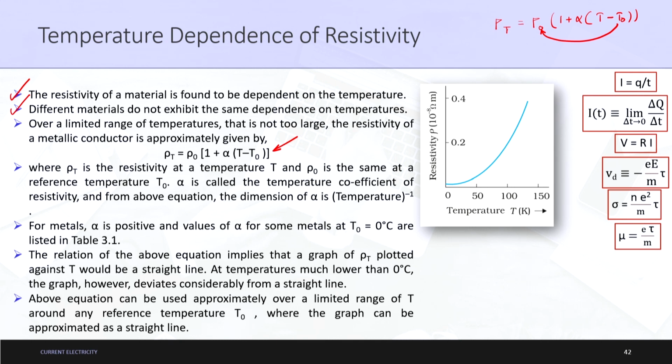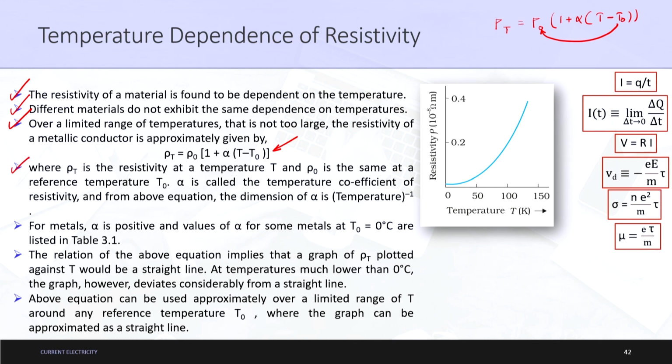Alpha is called the temperature coefficient of resistivity, and from the above equation the dimension of alpha is nothing but temperature inverse, quite evident. How to explain this? Rho T by rho naught gives you a dimensionless value, therefore, alpha into delta T should also give a dimensionless value. So, anything which is multiplied by temperature should have an inverse unit, and therefore, the unit of alpha is nothing but temperature inverse. Okay. This point has also been explained. Let us move on to the next point now.